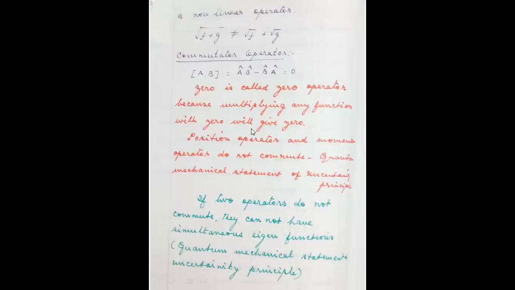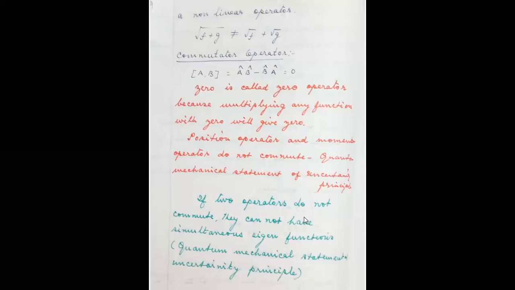Commutator operator means if you change the sequence of operation of two operators and you get the same value. A is an operator, B is an operator, both operating on a function f of x. If A operator B operator f of x minus B operator A operator f of x is equal to 0, that means if A performs its operation first and then B performs its operation, and if B operates first and A next, when the sequence is changed the value does not change, then these two operators are called commutator operators.